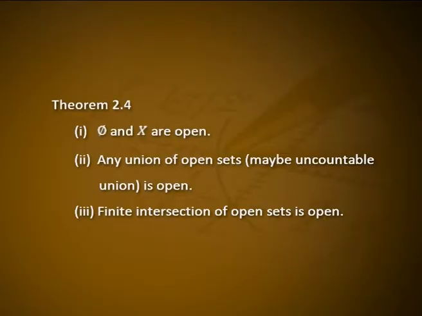Theorem 2.4. First one, the null set phi and the whole set X are open. Second one, any union of open sets, which may be an uncountable union, is open. Third one, a finite intersection of open sets is open. Proof. First one, it is trivial from the definition of open set.